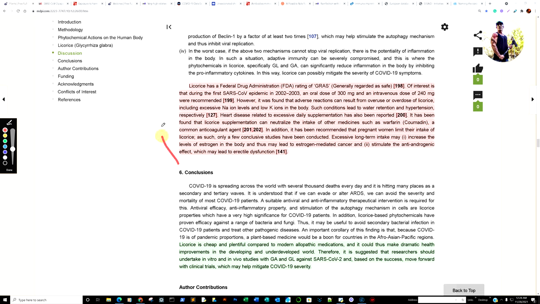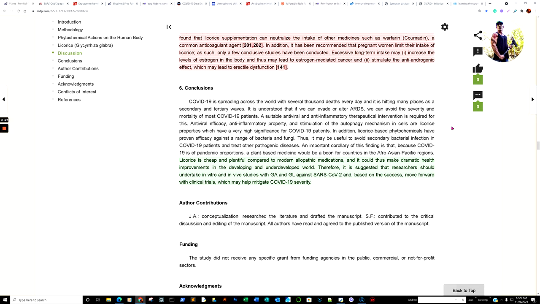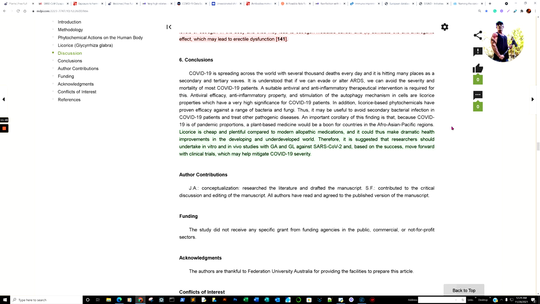So you can read all throughout here in reference to that. But then let's go to our conclusion. And again, my main objective is to bring the attention to you, and you can go through the research on your own. Licorice is cheap and plentiful compared to allopathic medications and can thus make dramatic health improvements in the developing and underdeveloped world. Therefore, it suggests that the researchers should undertake in vitro and in vivo studies with GA and GL against SARS-CoV-2 and, based on the success, move forward with clinical trials, which may help mitigate COVID-19 severity.